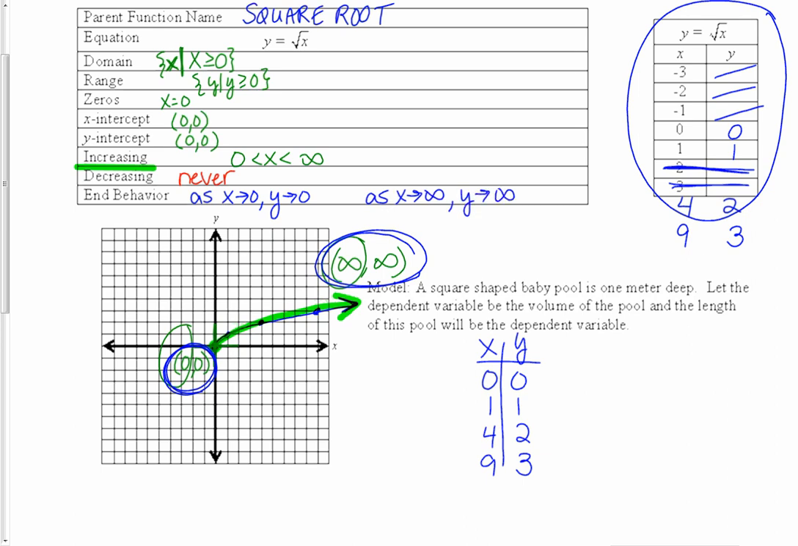I just want to point out that if there was a question on here that said, as x approaches negative infinity, y approaches blank, and you were to fill in that blank, what would you put there? As x goes to negative infinity, that's way over here on the left. Does x go to negative infinity? No, it doesn't. So you just put not applicable. That doesn't work. We can't do a left end going to negative infinity because the left end stops right here at 0, 0.